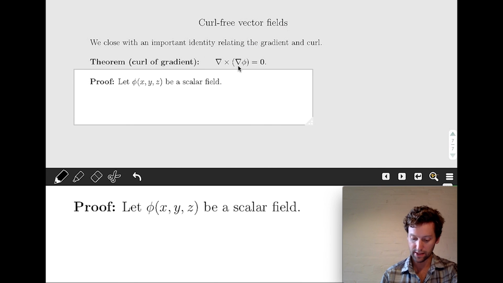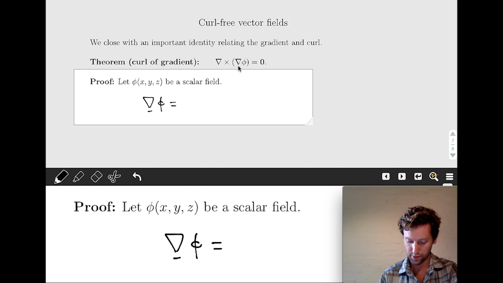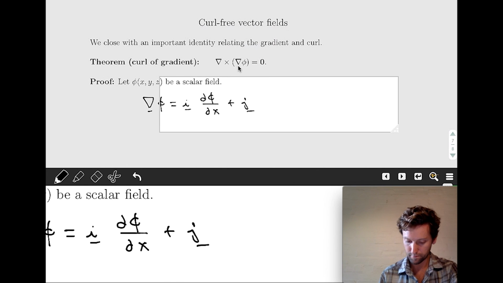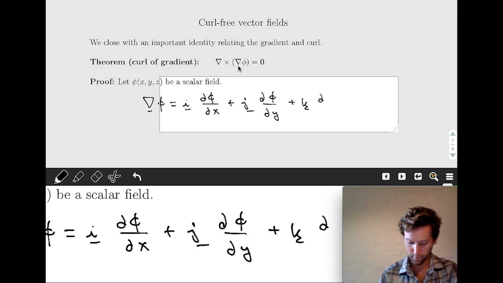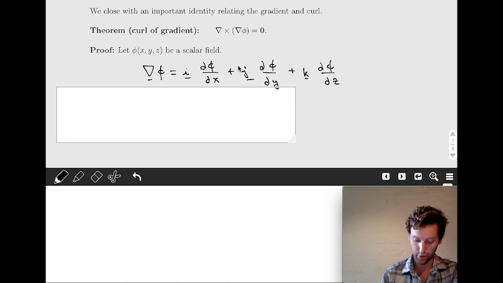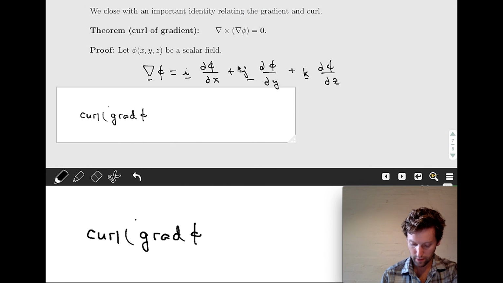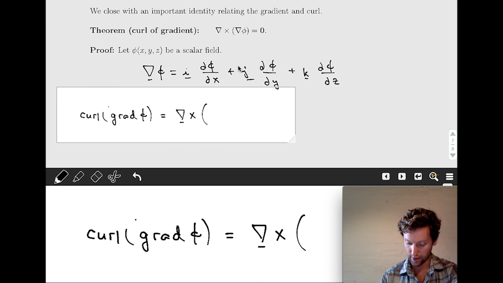So let's let phi be a scalar field. It's arbitrary. I don't know what phi is. So the gradient of phi is going to be the vector of partial derivatives. Now let's calculate the curl of the gradient. So curl gradient phi, or using the del notation, I've got del cross gradient, so del phi.